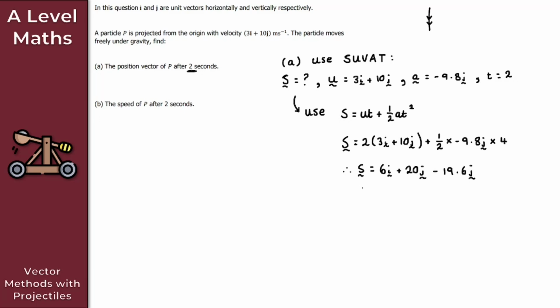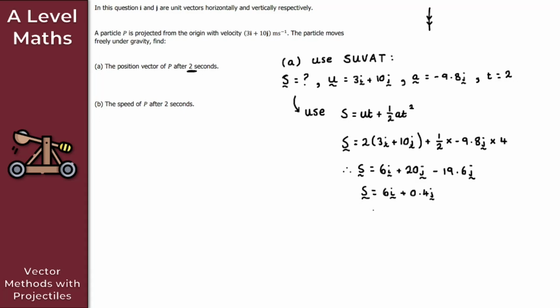And then if we simplify this here, what I get then is 6i. We can't do anything with that, right? We get 6i. And we've got 20j minus 19.6j. So if we simplify that here, I get plus 0.4j there. Okay, like so. And there we have it.